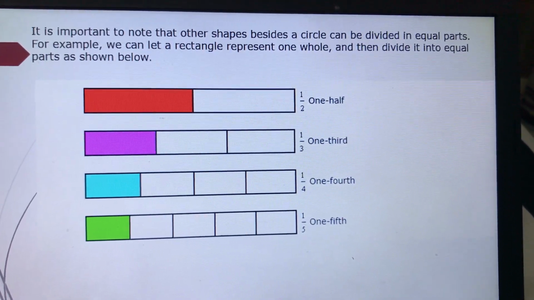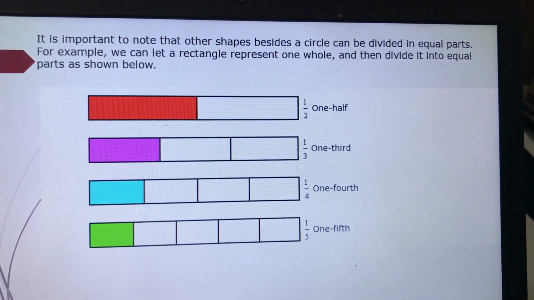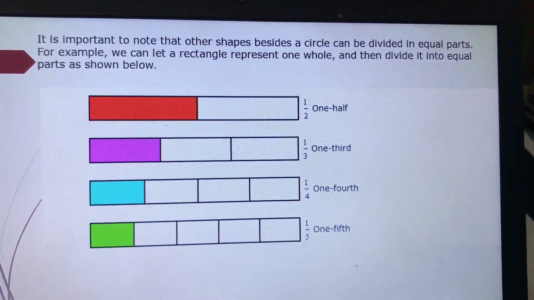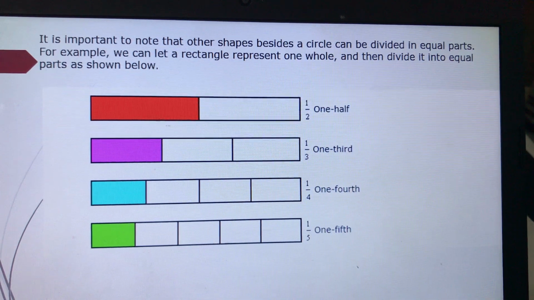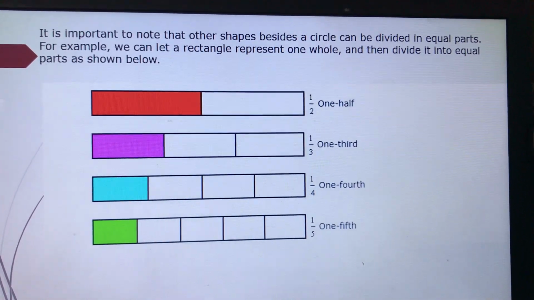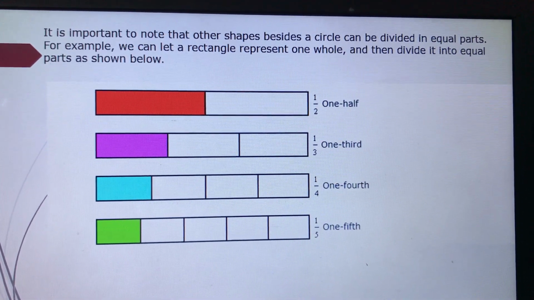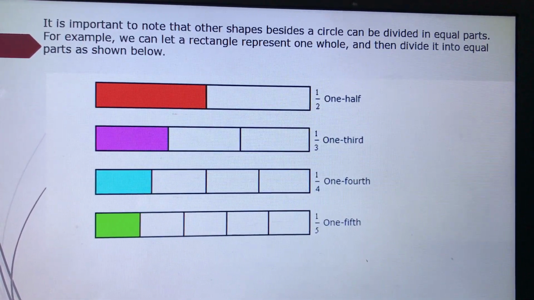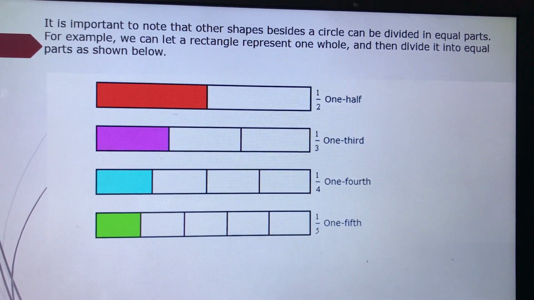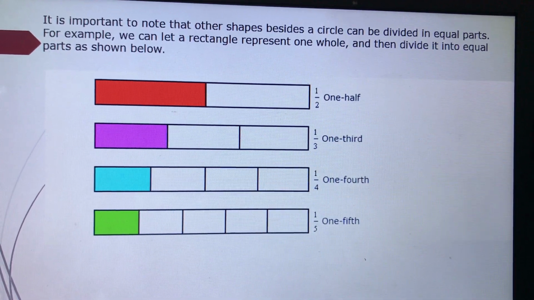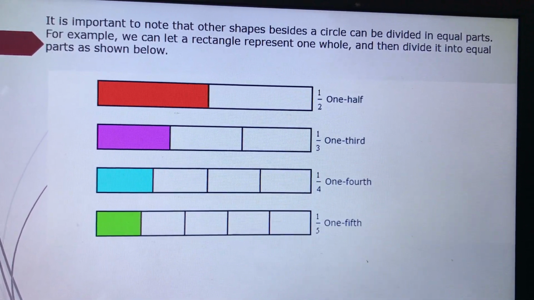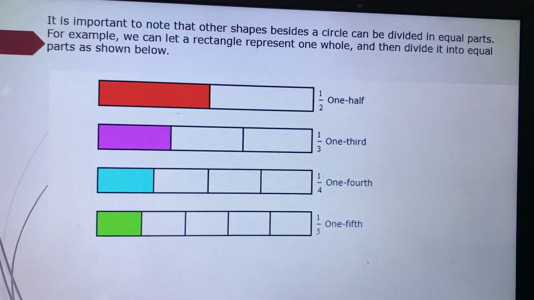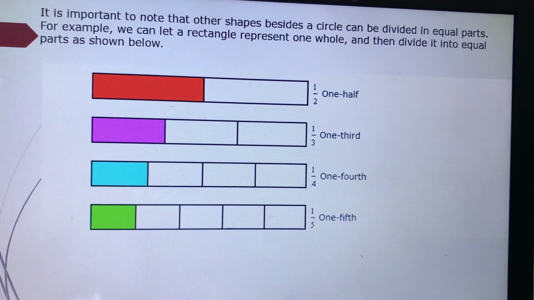Next, it is important to note that we use fractions not only for circles but for any of the shapes. Suppose I have taken a rectangle. As you can see in the first rectangle, we have divided it into two equal parts and one part is shaded, so my fraction will be 1 by 2. We write the name for this fraction as 1 half.